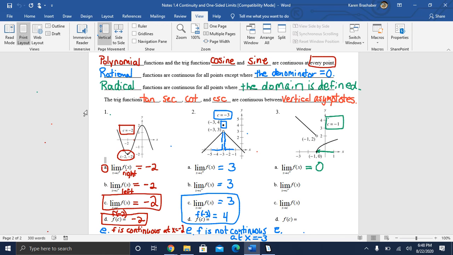Then we could look at part B, the limit as x is approaching -1, our c value, from the left. Well, from the left, what y value is being achieved? And that would be a y value of 2. So now I want us to look at part C and ask, what is the limit as x approaches -1? Well, since part A and part B do not have the same answer, then that limit does not exist.